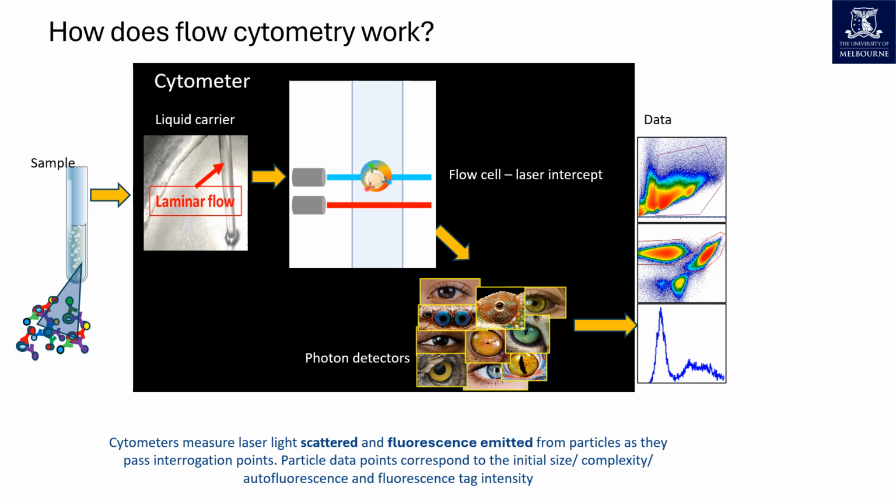If using a cytometer with cell sorting function, populations of interest can be selected from the plots, and particles within these regions are deflected into collection vessels while non-desired particles are taken to waste.